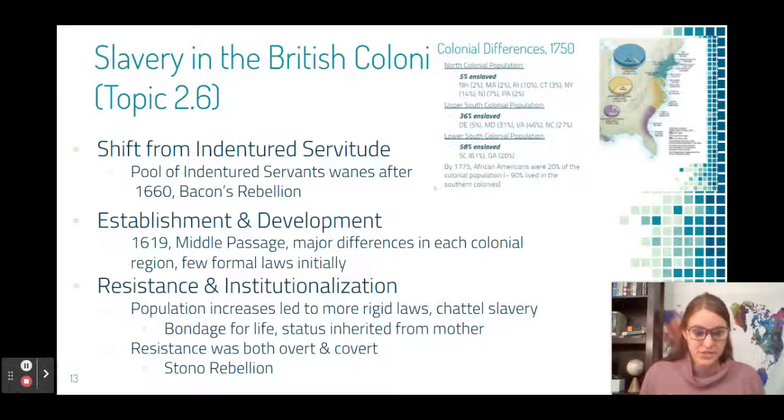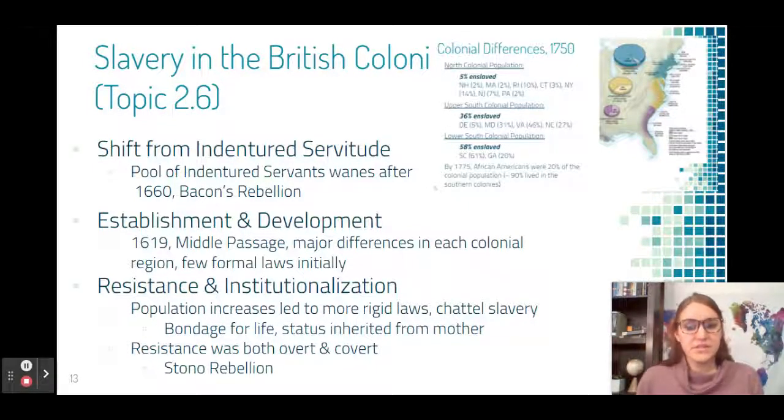And there were a few formal laws initially. In this lesson video that I have, I talk about a man named Anthony Johnson, who was actually an enslaved person who then earned his freedom, and then he had massive plantations. So it demonstrates something that was able to happen in the early years of the colonies, but then that became impossible later on.